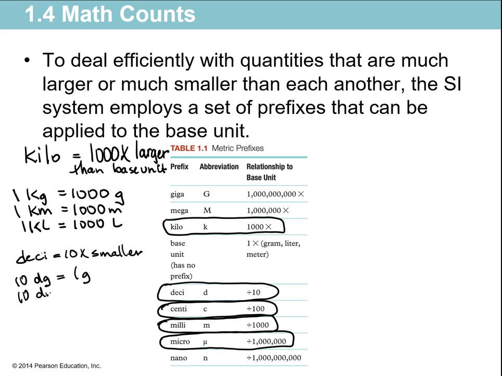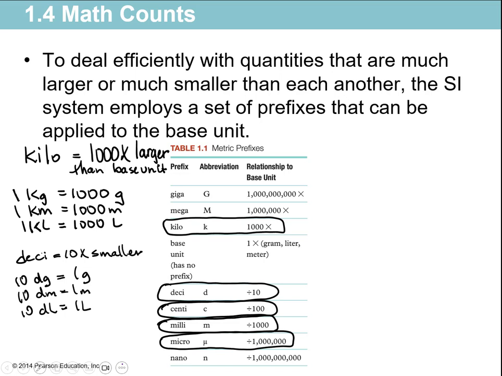10 decimeters is 1 meter. 10 deciliters is a liter. So whenever I have deci, I get a 10 in front of the deci. The base unit gets the 1, the base unit being the gram, the meter, or the liter. So now centi, milli, micro, same thing.